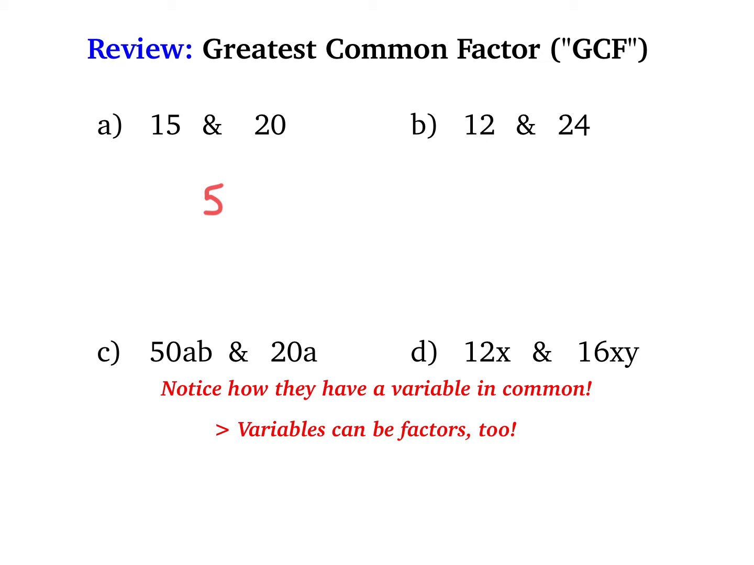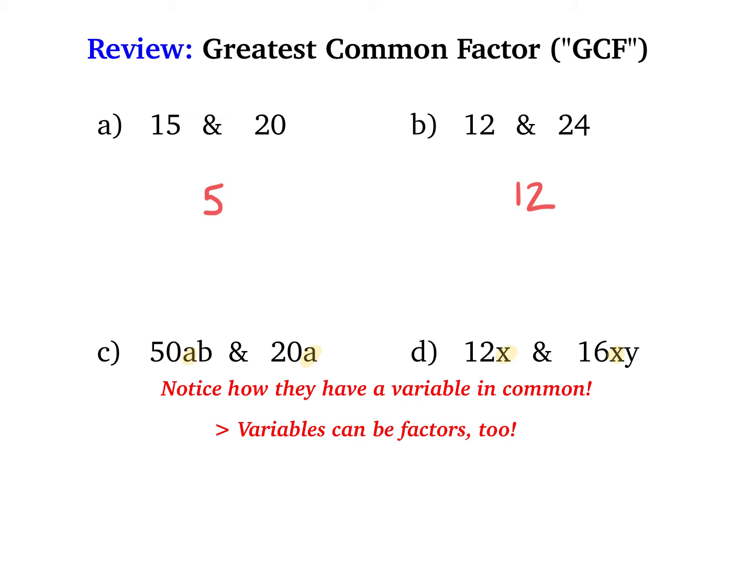Now 12 and 24 have a lot of factors, being like 2 and 4 and 6 and 3, but the largest or greatest factor they have in common would be 12. So you always want to look for the largest number that can go into both. If you look at these bottom two examples, they're slightly different, and we can see that they actually have a variable in common as well. So a new idea to you is that variables can also be factors. So when you're looking for the greatest common factor, you not only want to focus on the numbers, but also any common variables they have.